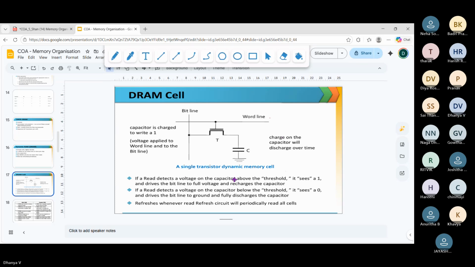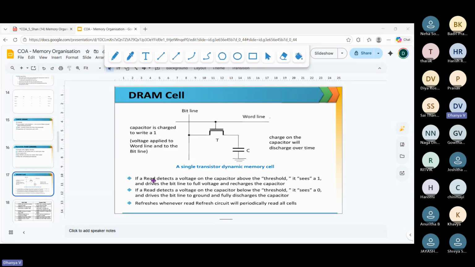If you look at the circuit over here, again you have your bit lines, your word line, and then you have your transistor and your capacitor. The capacitor is charged to write a one. Basically, this capacitor will get charged and discharged. When it is charged, you get to write something or read something. But when it is losing its charge, you need to refresh this capacitor again, and that takes up some amount of time.